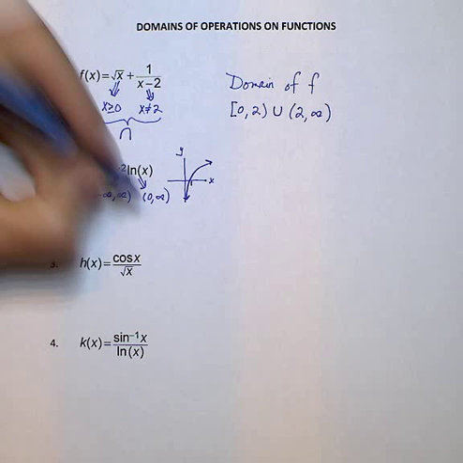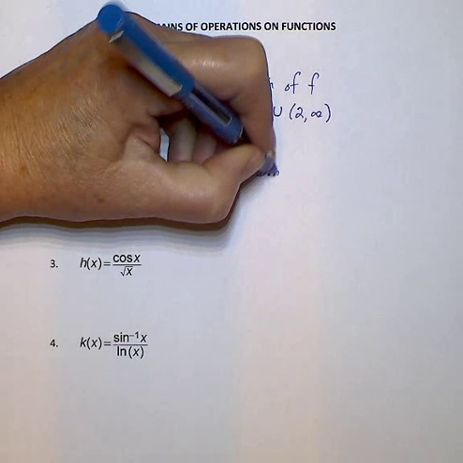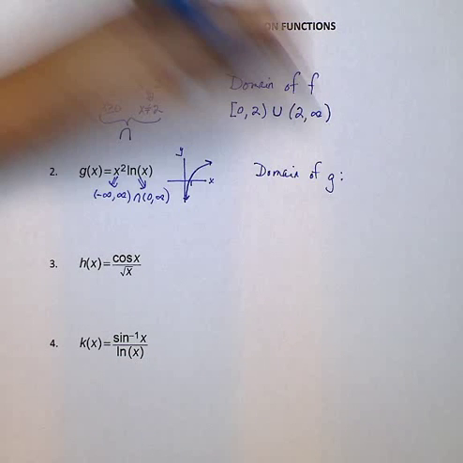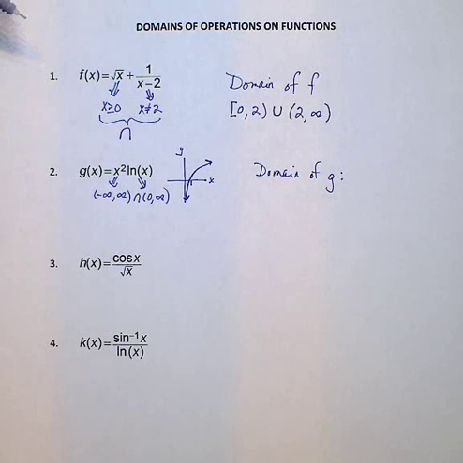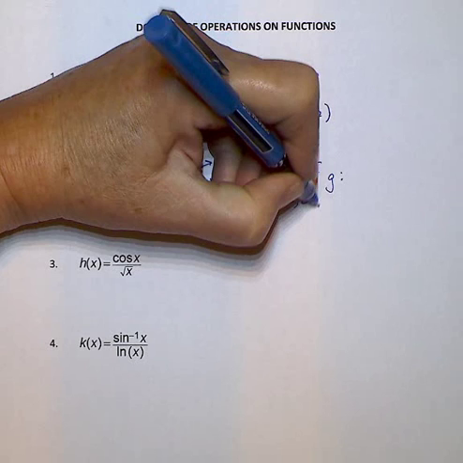And again, we need the intersection of these in order to come up with the domain of g. Well, we take the intersection of everything with the open interval 0 to infinity, and so we end up with the open interval from 0 to infinity.